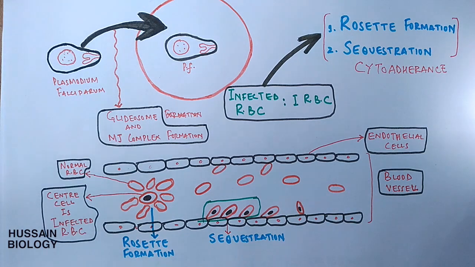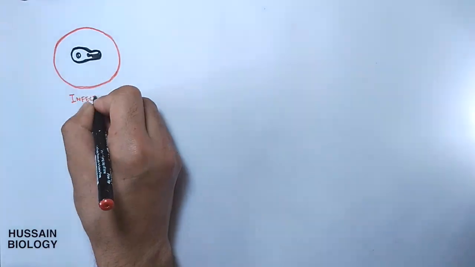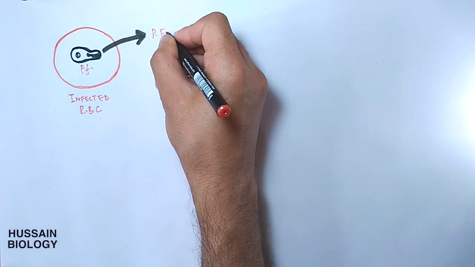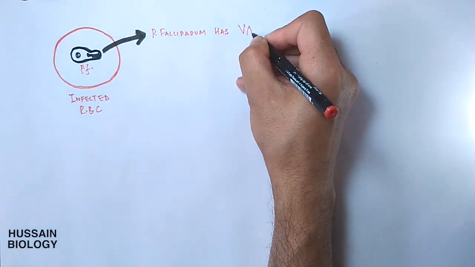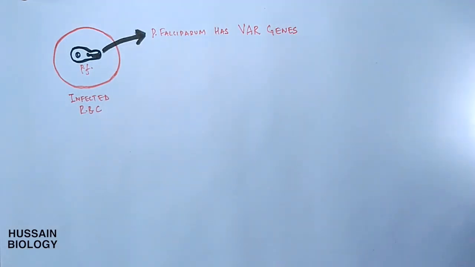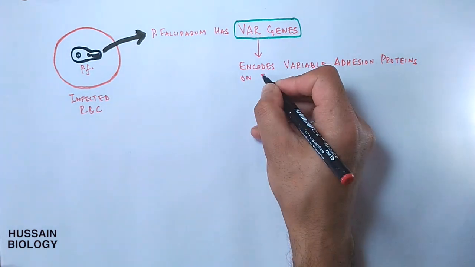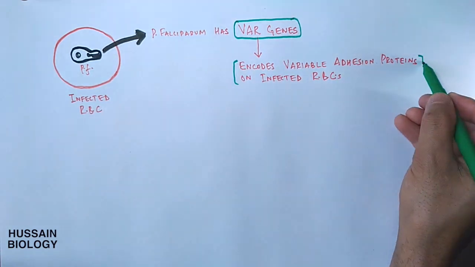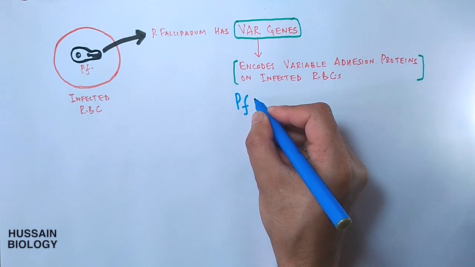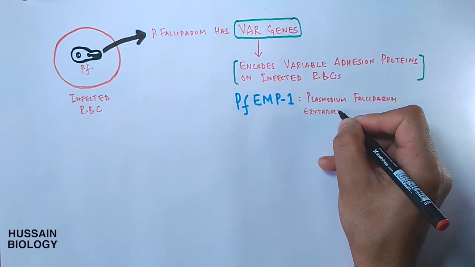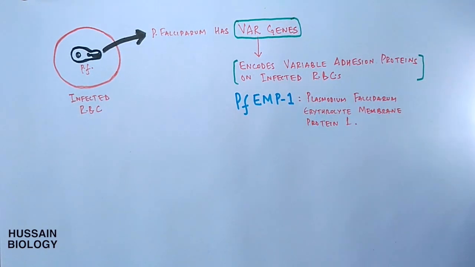Now let's see at the molecular level how Plasmodium falciparum performs inside the host cell. First of all, we see this Plasmodium falciparum has special genes called the VAR genes in its genome, which it expresses once it's inside the host cell. These VAR genes encode variable adhesion proteins on infected cells, like the VAR gene codes for PfEMP1 protein. That's Plasmodium falciparum erythrocyte membrane protein 1.